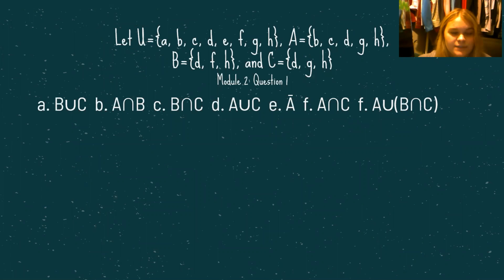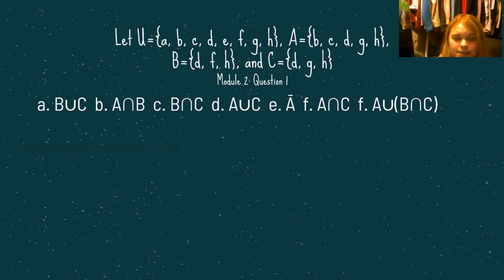So question 1 gives us a universal set of A, B, C, D, E, F, G, and H. That universal set is divided into 3 sets of A, B, and C. In set A, we have B, C, D, G, and H. In set B, we have D, F, and H. And in set C, we have D, G, and H. Notice how all 3 of those sets at least have one letter in common, and that is going to be important for the representations that we show coming up.